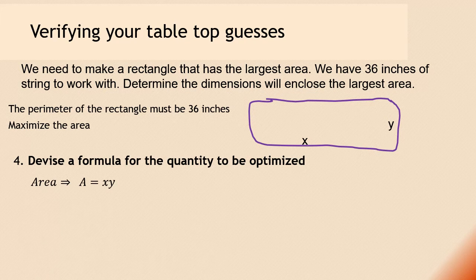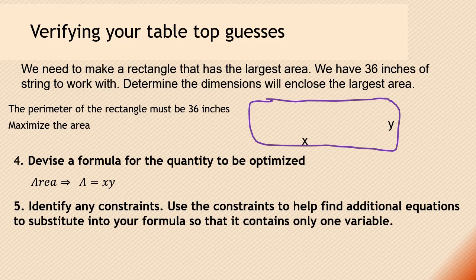Unfortunately, there are two variables here. And in order to find a maximum, we have to reduce this to one variable, but we also have to build our constraints into this formula. So we're going to look for the constraints on the problem, and notice that one of the constraints is that our perimeter has to be 36 inches, so that is going to constrain our dimensions.